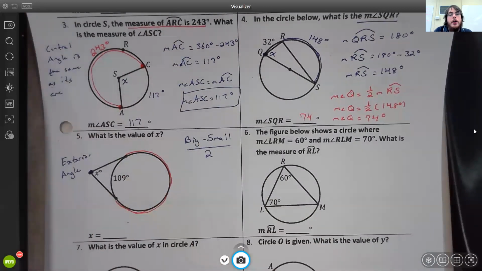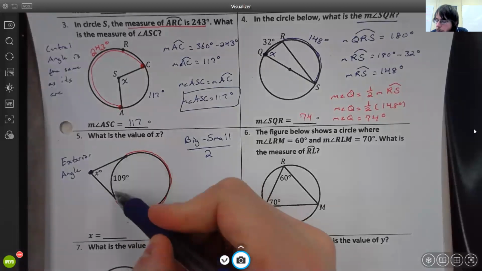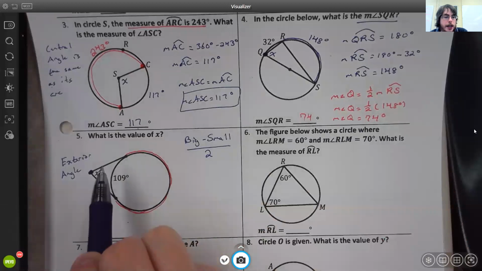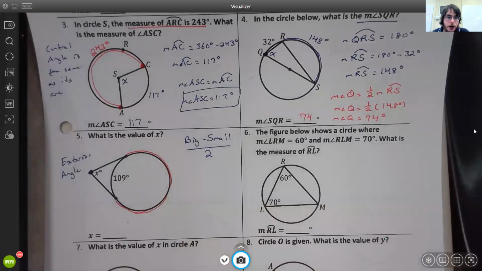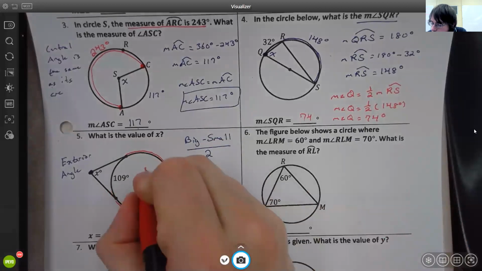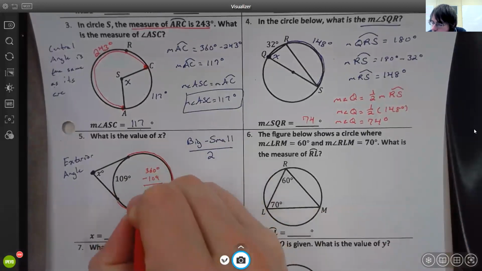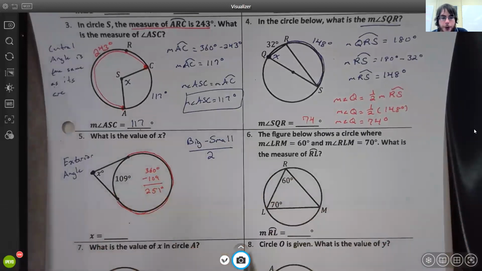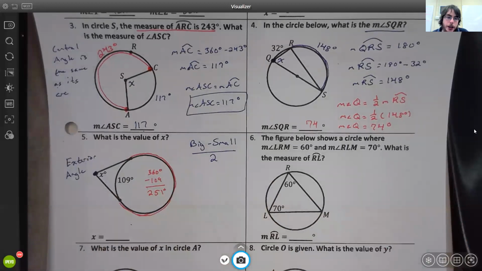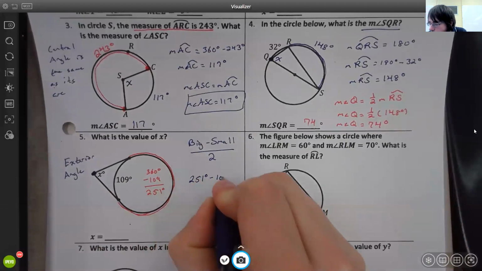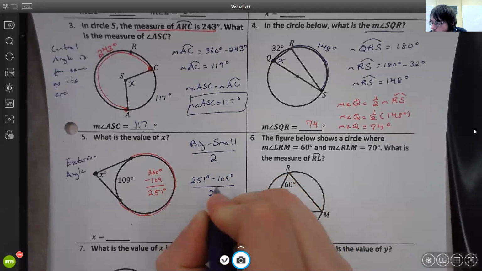Well, we know that the small arc and the big arc have to equal 360 degrees because they form the entire circle. So to find our big arc, we take 360 minus 109, and that gives us 251 degrees. So we know our big arc is 251, our small arc is 109, and now we just plug those in. So 251 minus 109 all over 2.